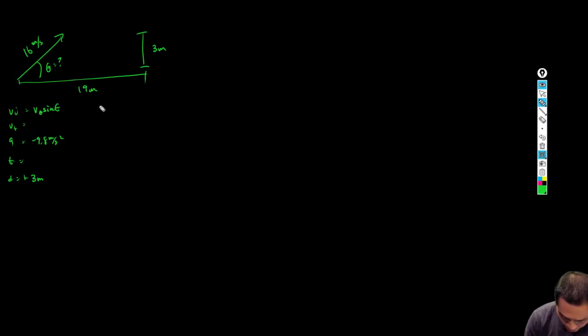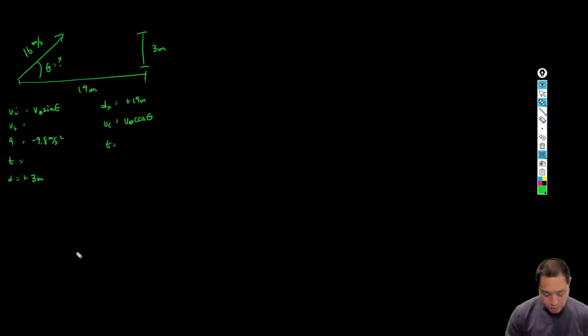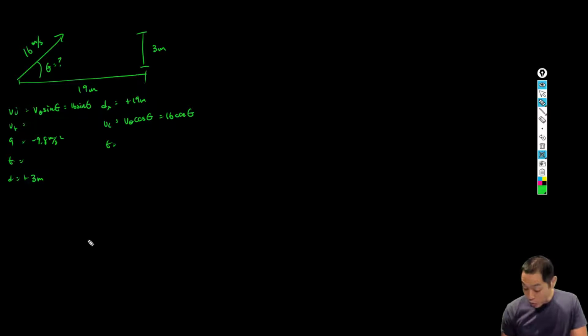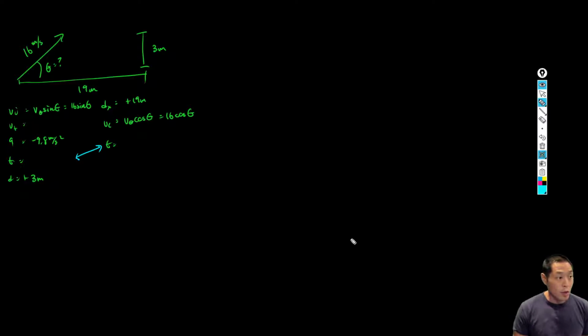In the x direction, we have d_x equals V_x t. d_x is positive 19 meters. V_x is V cosine theta. And we don't know time. So these are the knowns that we have. You could plug in 16 to make it a little bit easier. So V is 16, so 16 sine theta, and then you have 16 cosine theta. We do know these two times are going to be related to each other, so we're going to use that to our advantage.